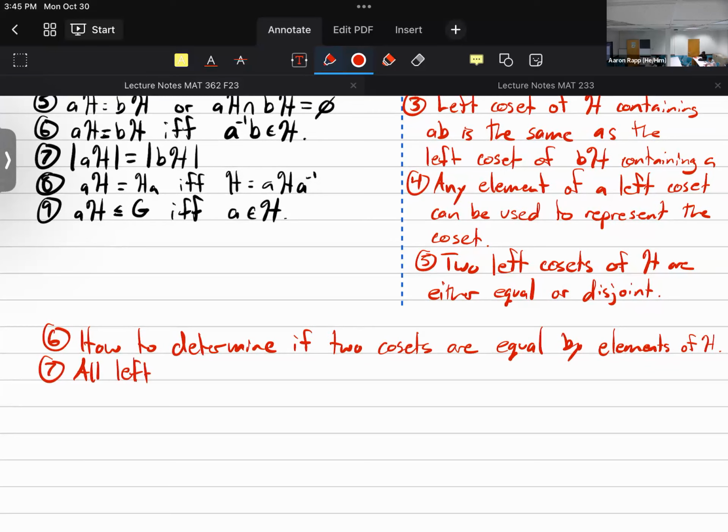Seventh one, it's telling me that all left cosets have the same size. It did not matter what A and B were. Any group elements, whatever the cosets are that they create, have to be the same size.